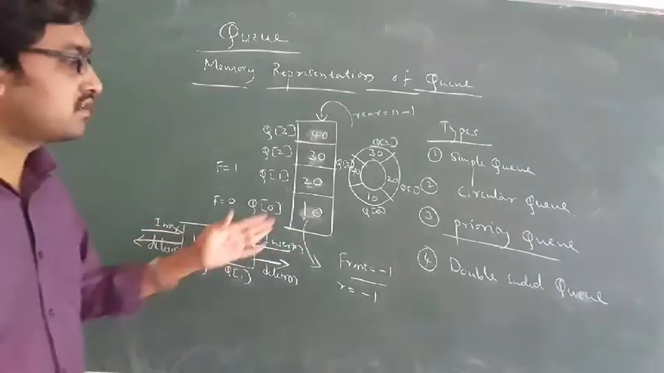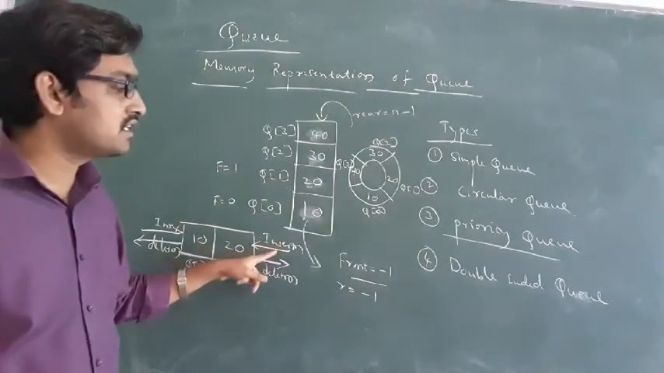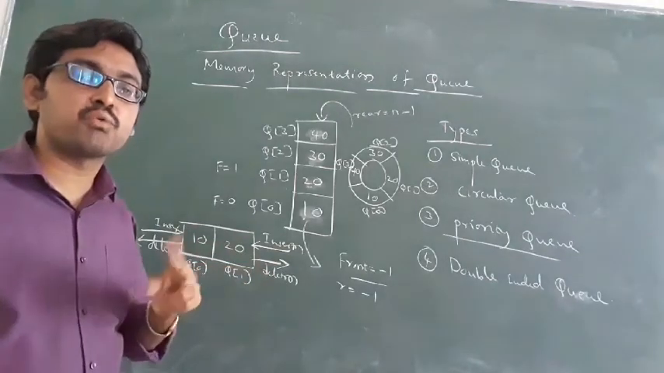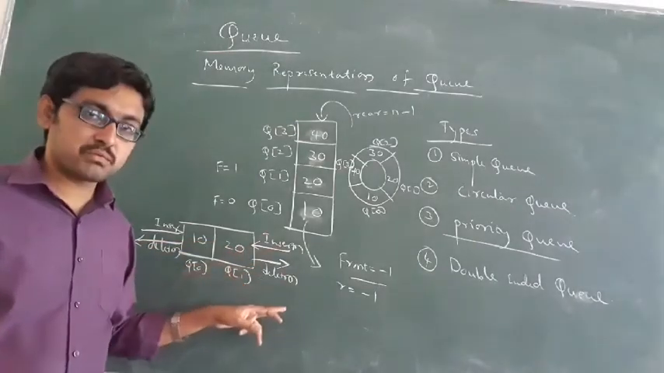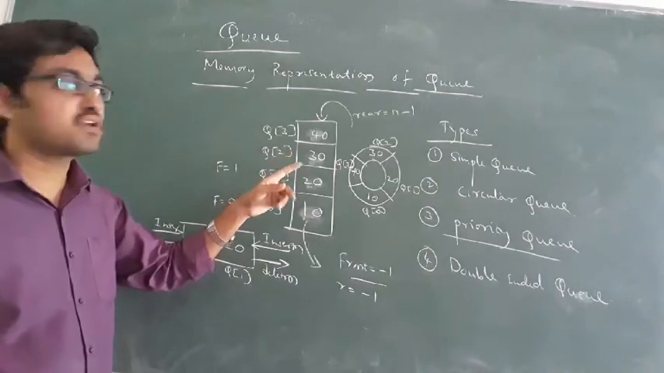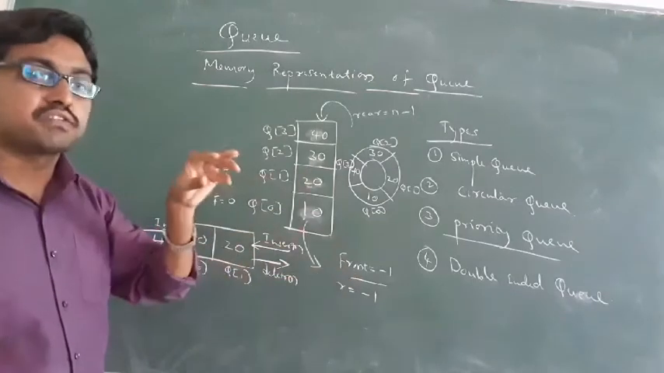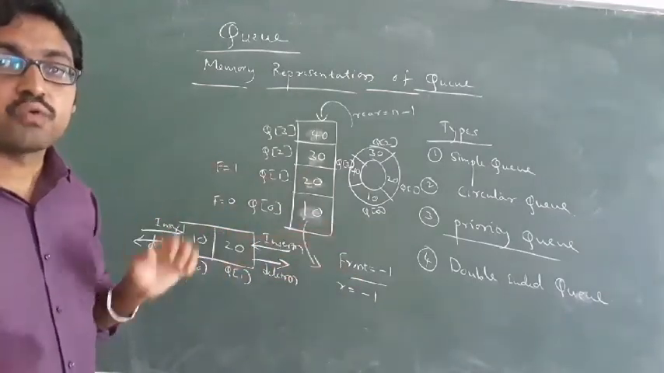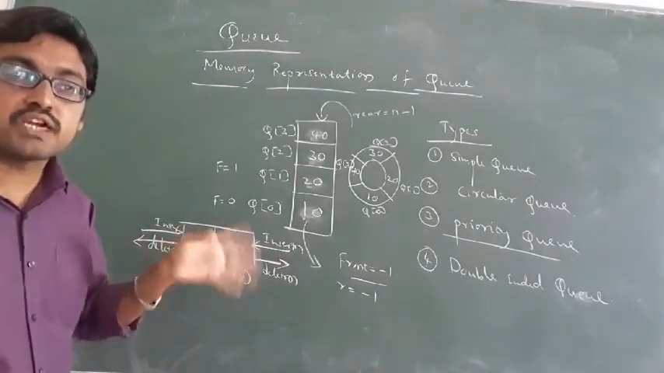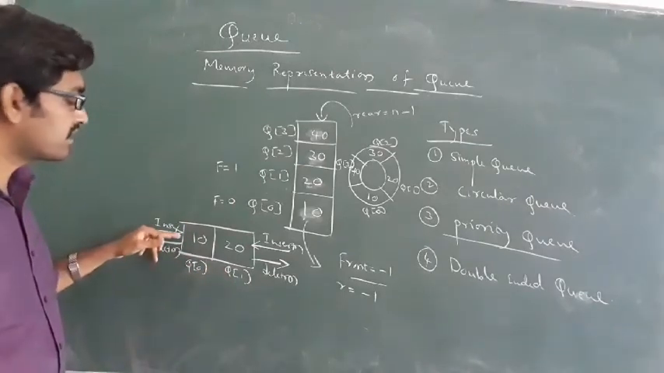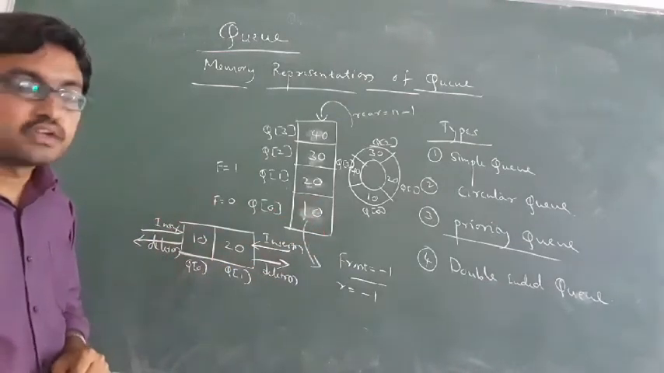What is a double-ended queue? Double-ended queue means the insertion and deletion take place at both ends. You can do insertion from here, and deletion from here. But in a simple queue it is not like that: insertion is done from the rear, and deletion from the front. In a double-ended queue, you have to remember, insertion and deletion take place at both ends. For example, you can insert from here and delete from the same end. Got it? This is called a double-ended queue.